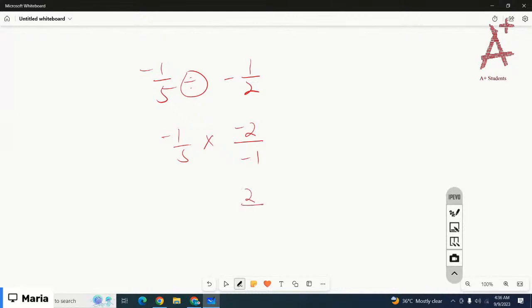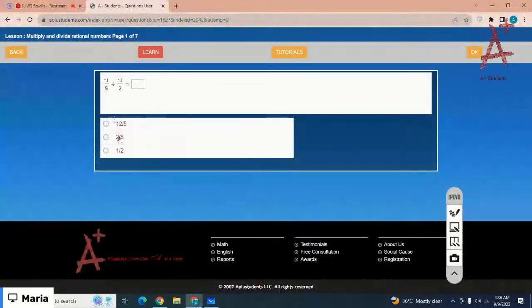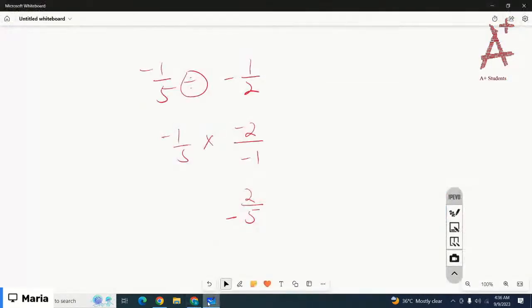Yes, that would be 2 over negative 5. The correct option is 2 over negative 5. Oh, that would be just negative 2 over 1. So negative times negative is positive. That would be 2 out of 5.